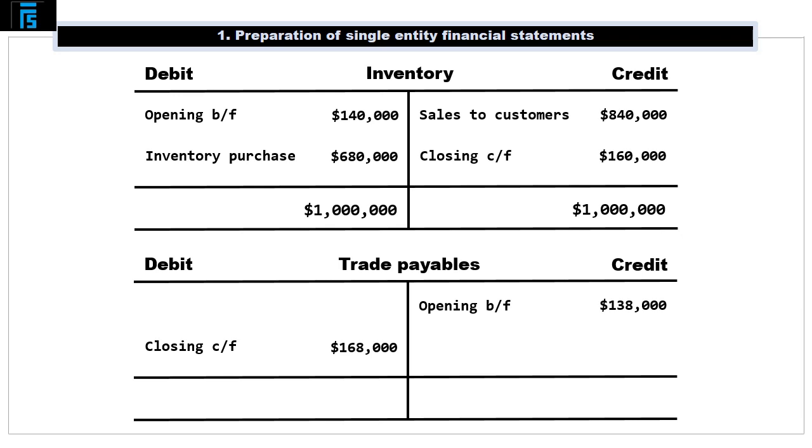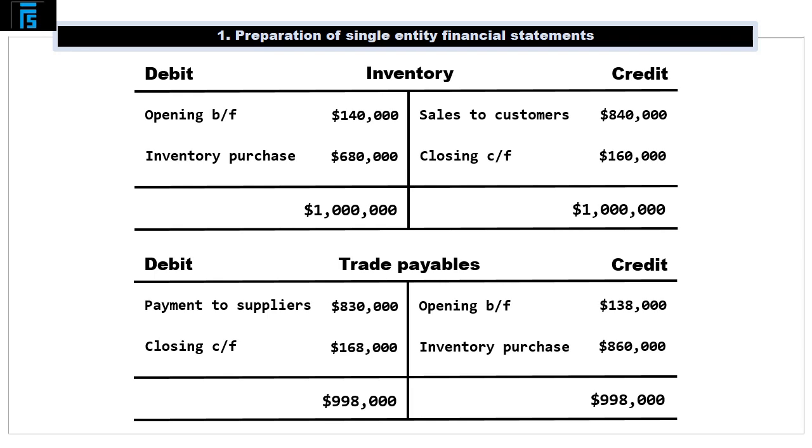Trade payables naturally grow whenever the company makes purchases from its suppliers, and we have just calculated that the total amount of purchases made over the course of 2016 was €860,000. Accordingly, the only way for trade payables to have finished the year with a carrying amount of €168,000 was for the company to have paid its suppliers a total of €830,000.